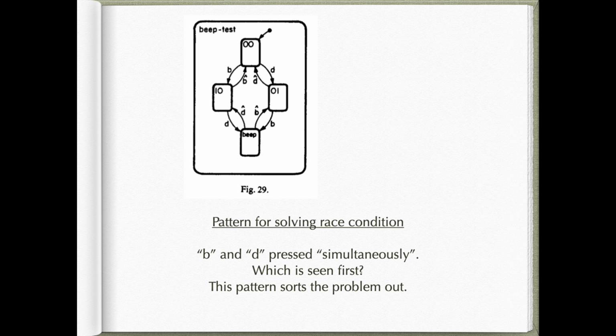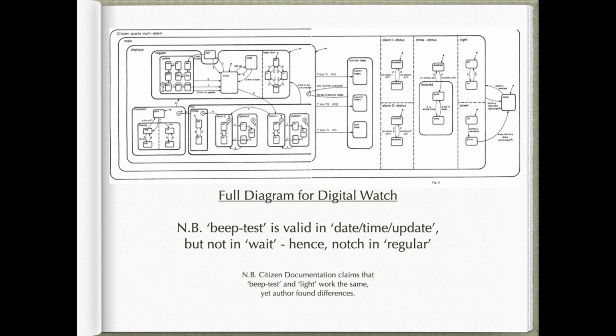Other things that we call race conditions in software come from accidental complexity of using shared memory in conditions where we shouldn't have been using shared memory in the first place, like multitasking. Next page, page 23, the full diagram for the digital watch. I won't spend time on this. You can stop the talk and enlarge this and see that it does solve the problem.